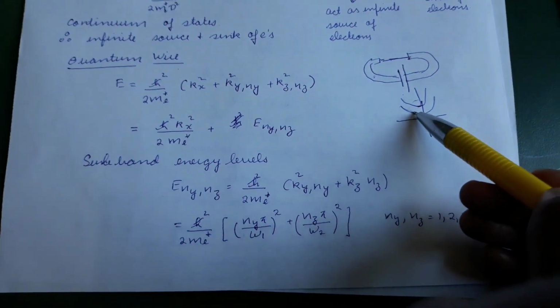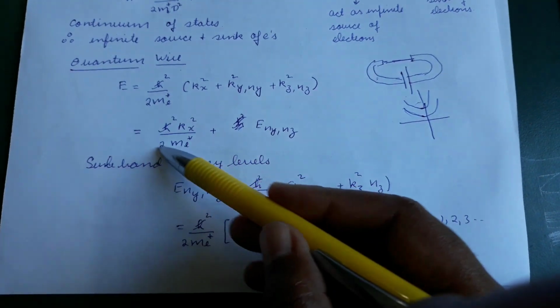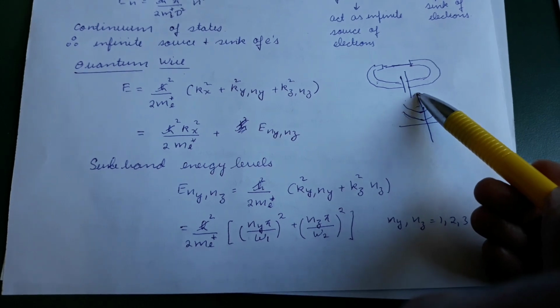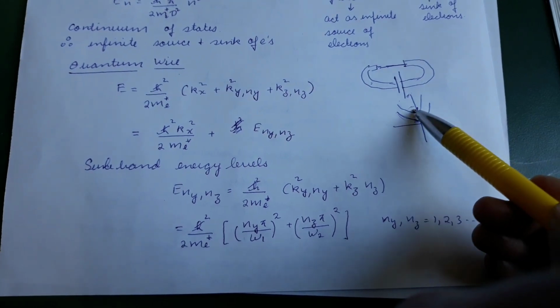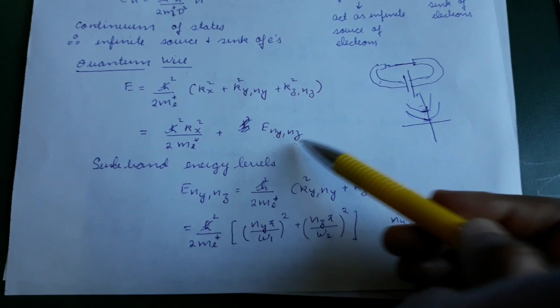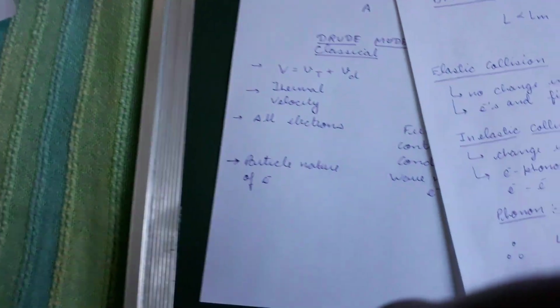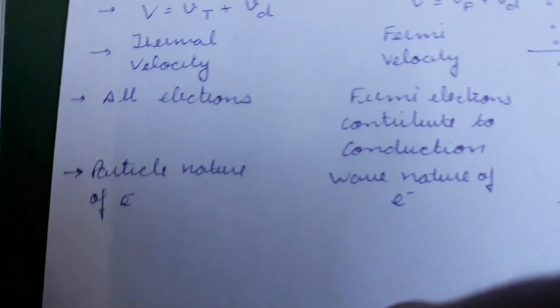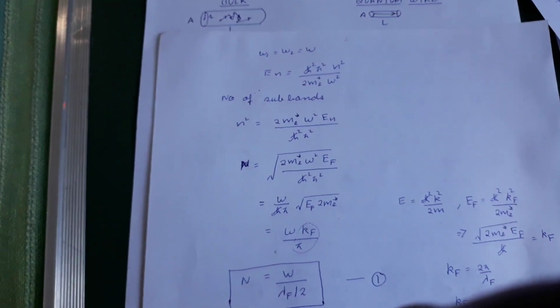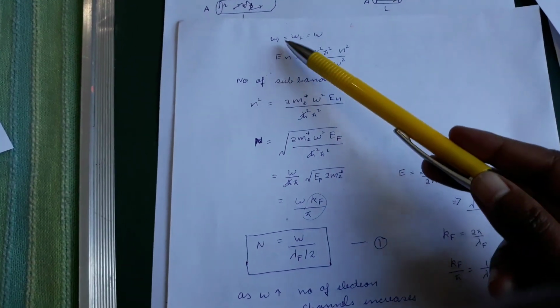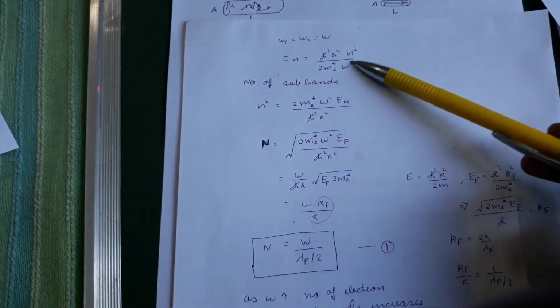This continuum of states is because of the motion in the kx direction, the x direction, and in the other two directions the energy will be quantized. So these energy levels will be E_n_y,n_z, and we can find the difference between these energy levels. Okay, so now, if the width and the height of this wire are the same, we can get this.